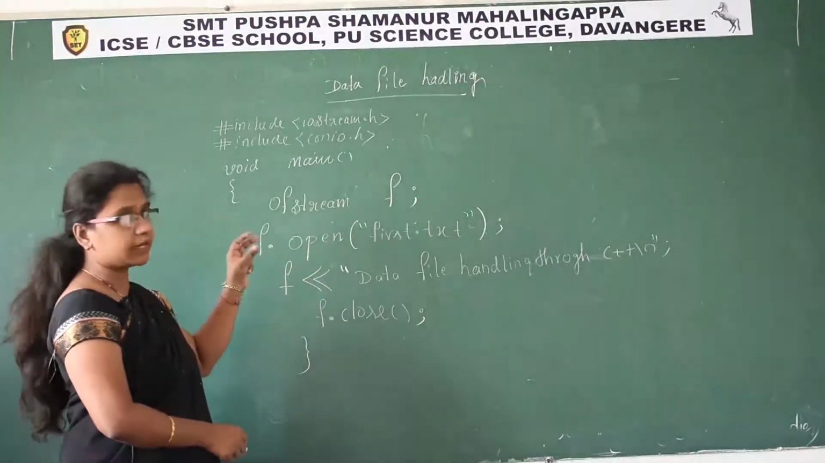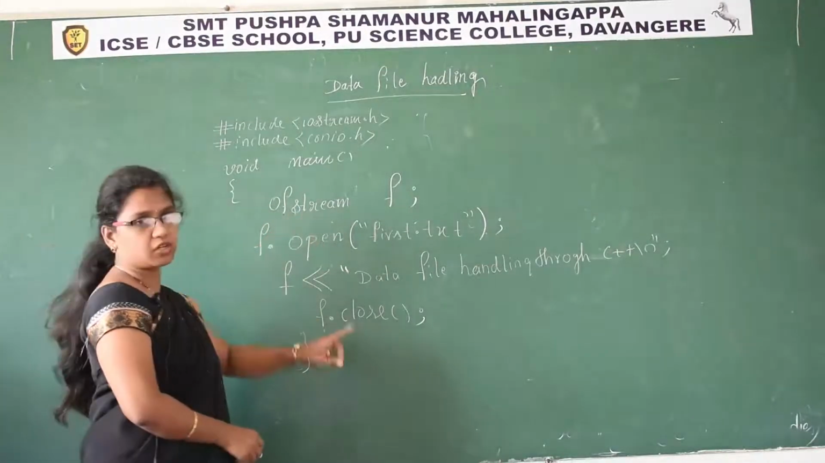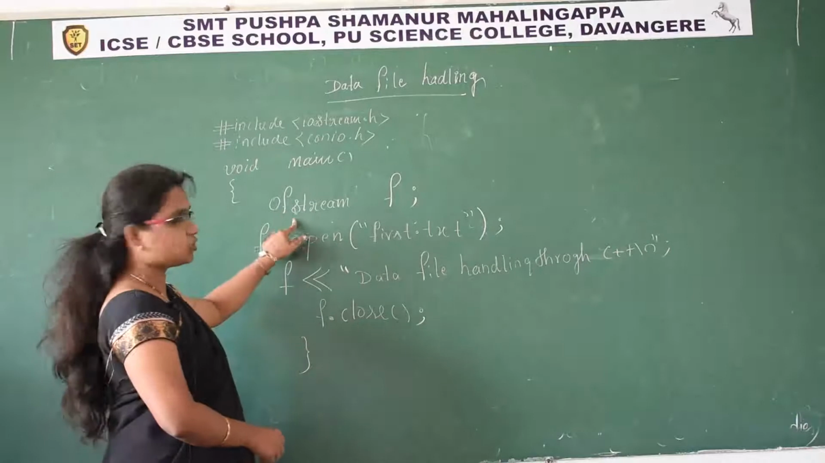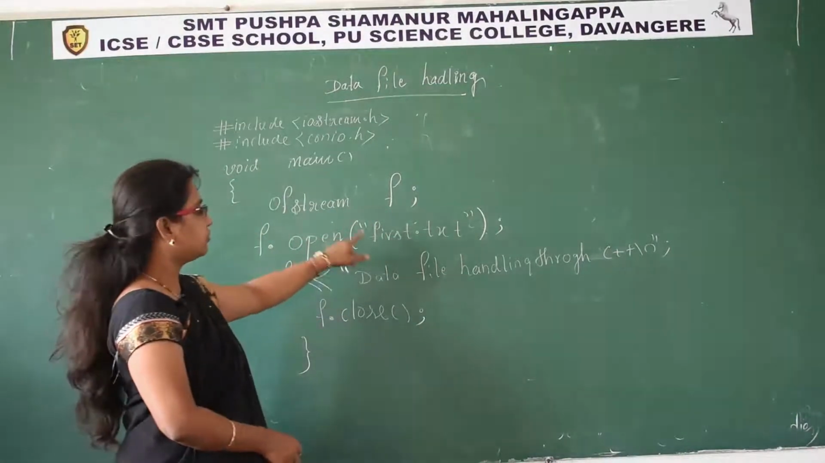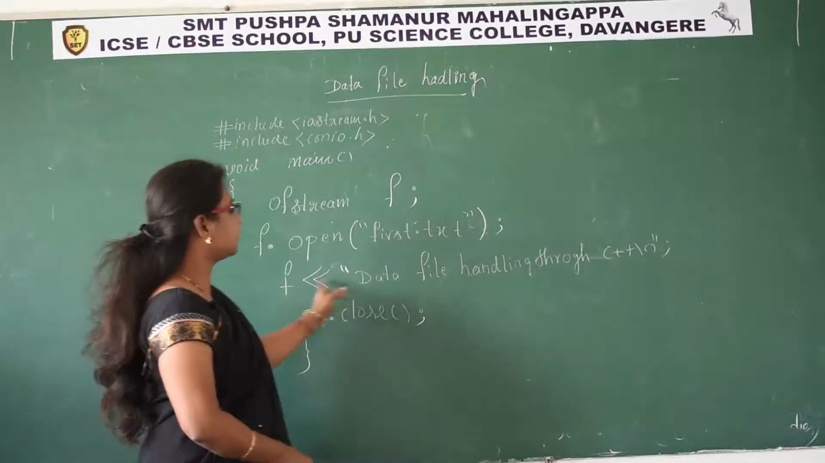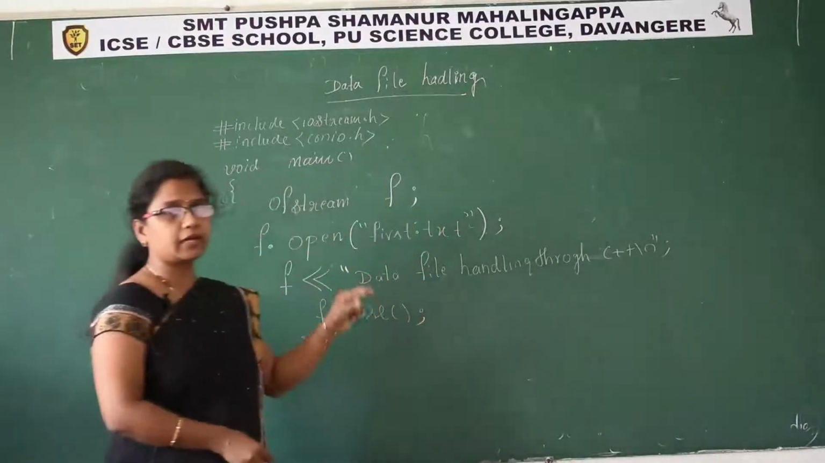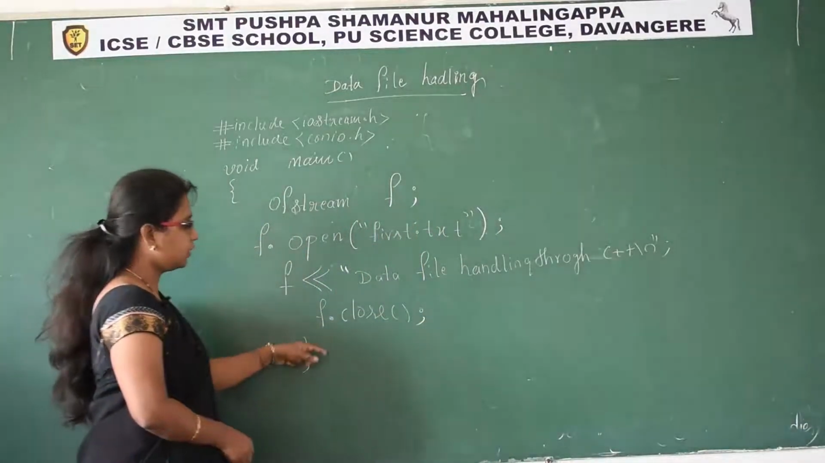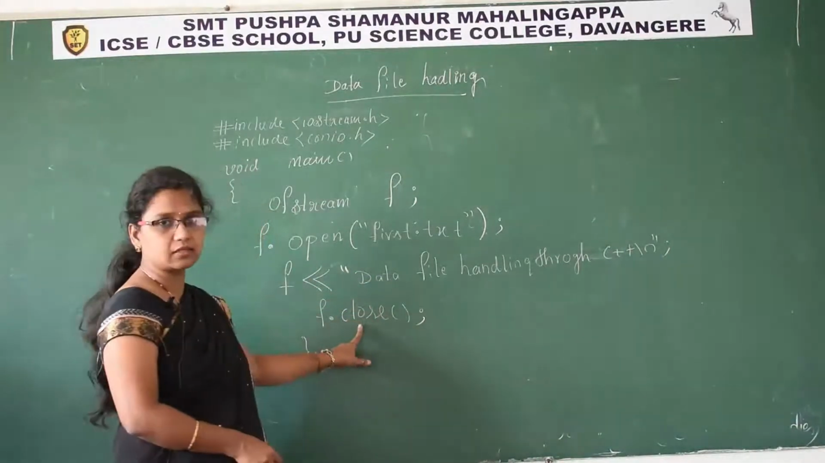Which class is there to support file write operation? ofstream and fstream are there. I have taken ofstream f, then f.open first.txt. After that I have given the statement, and this statement will be written in the disk file. After performing this task, I'll close the file.